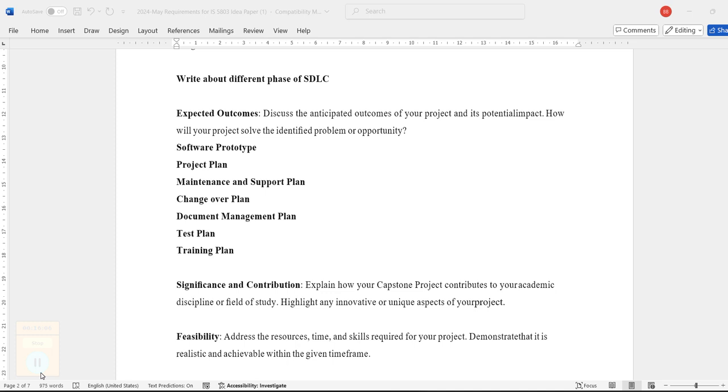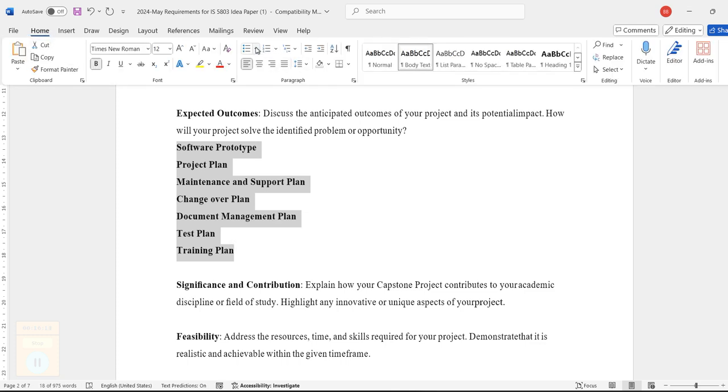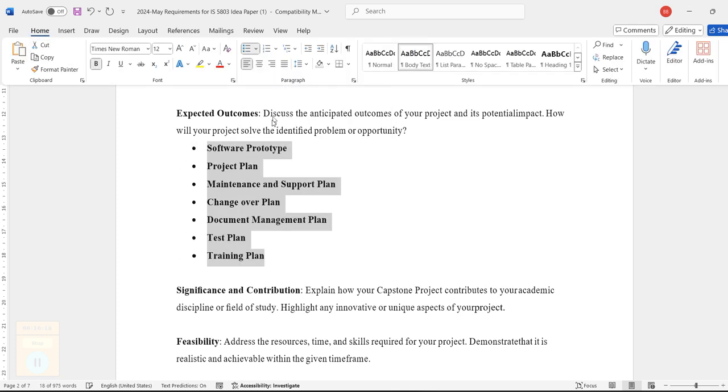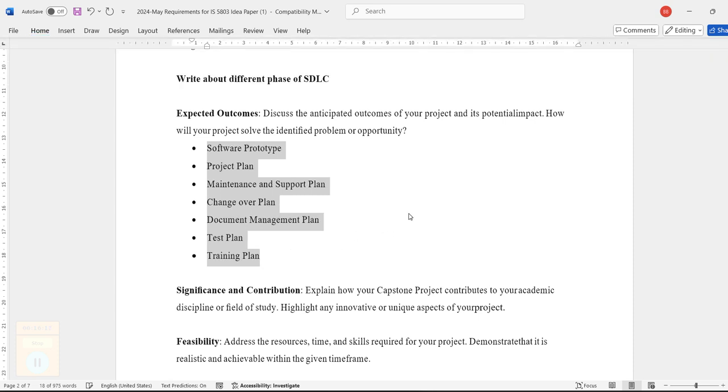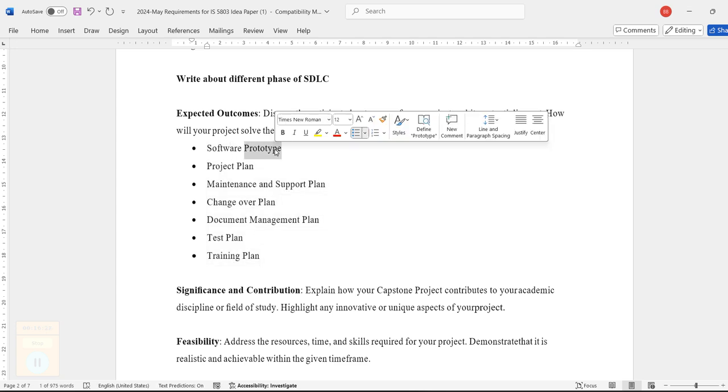Usually project deliverables include these things, but here what he asked is that you are supposed to discuss the anticipated outcomes of your project and its potential impact. How will your project solve the identified problem or opportunity? Usually the software prototype, whatever software we created, is the ultimate outcome of the project.